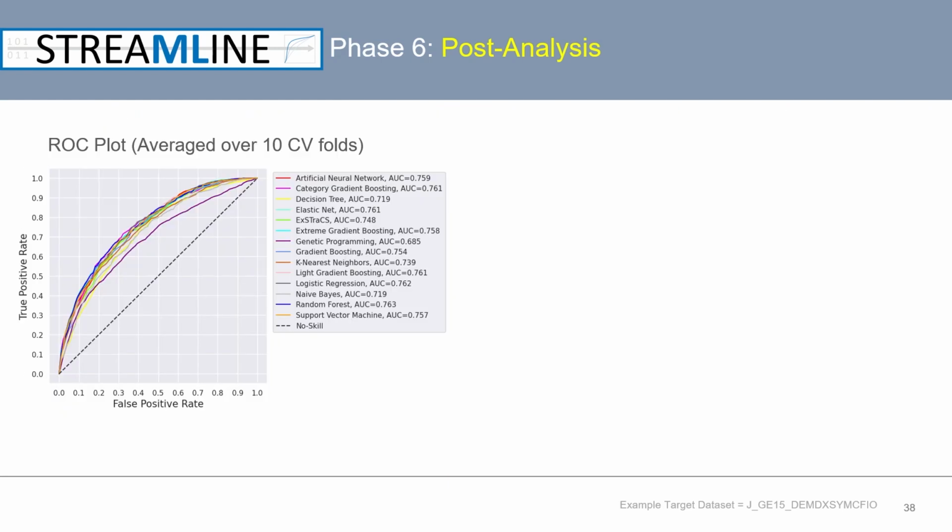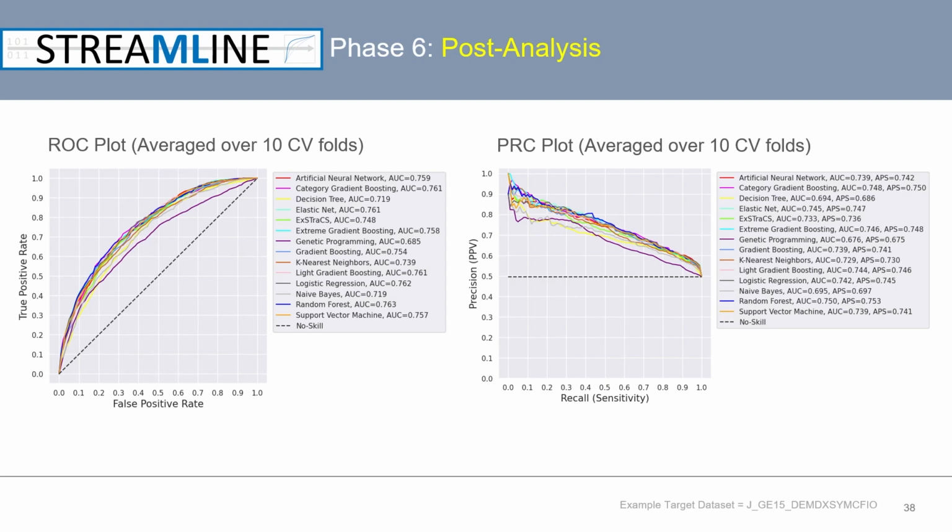Next, we have the ROC plot, comparing average algorithm performance in contrast with a dotted no-skill line, representing performance no better than random chance. An ROC plot is most appropriate for evaluating model performance when class counts are reasonably balanced. We also have a precision recall plot, comparing average algorithm performance in contrast with a dotted no-skill line, again representing performance no better than random chance.